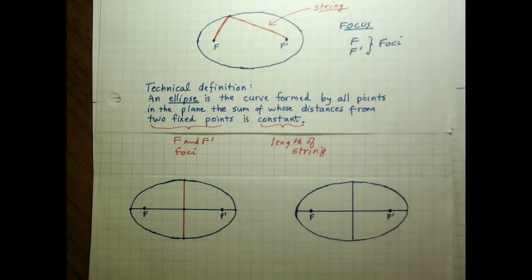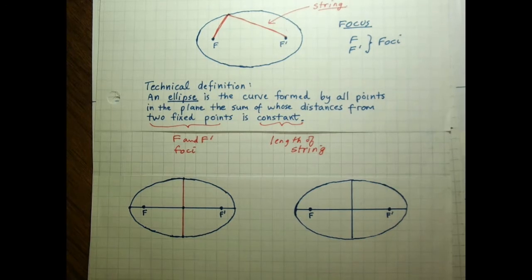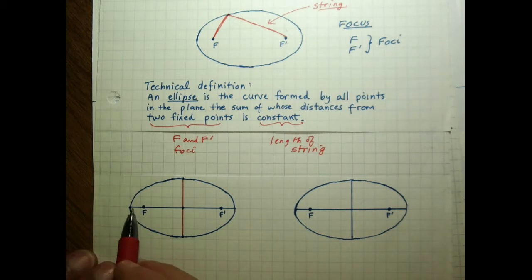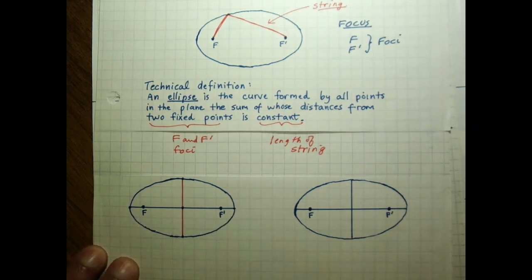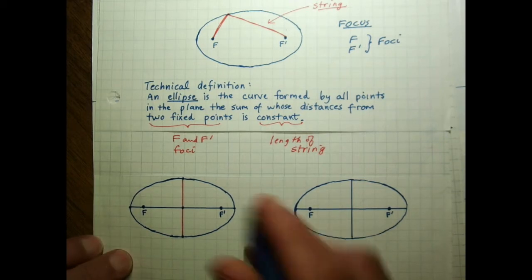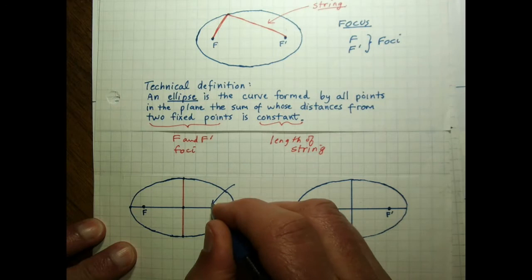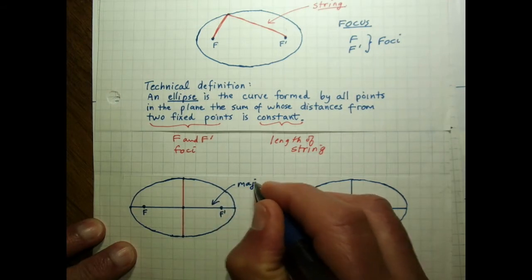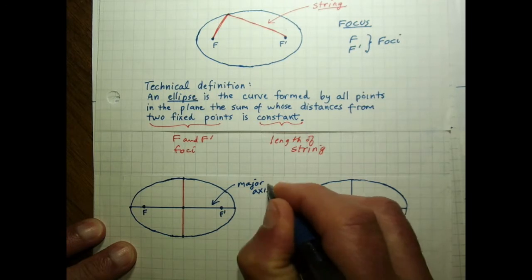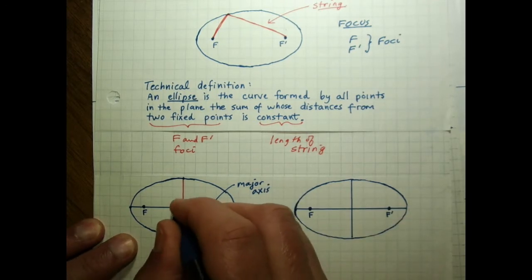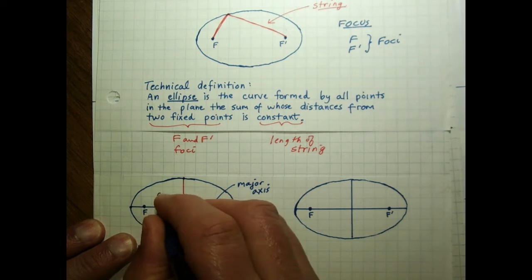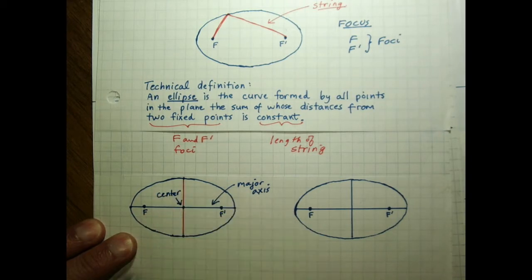Now, in order to start moving toward an equation, we're going to talk about some parts of the ellipse and give these parts some names. The line that we draw from one end of the ellipse to the other that passes through the two foci is called the major axis. And at the halfway point of the major axis is a point we call the center of the ellipse, and I think you can see why we call it the center.